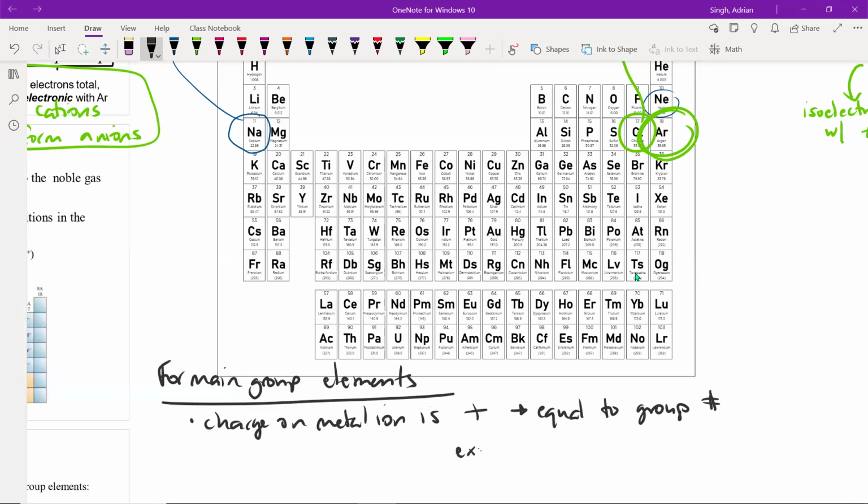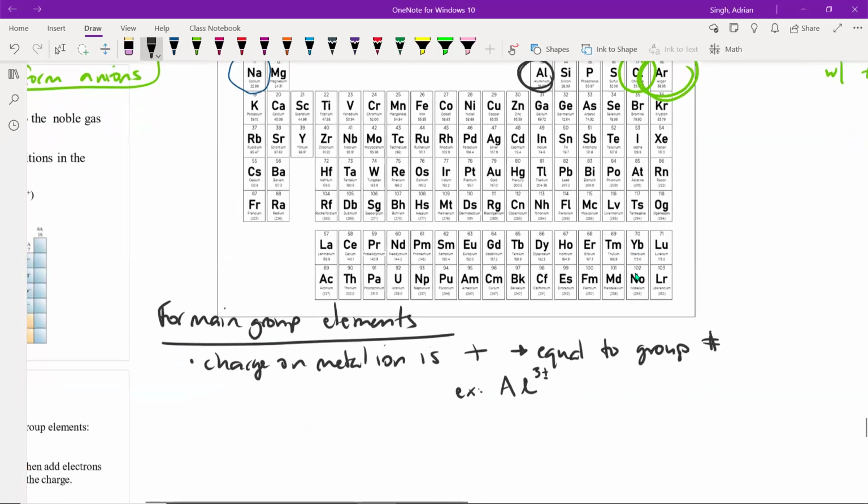So for example, if I look at aluminum, aluminum is over here, it's in group 3A, so that means the charge on the aluminum ion would be 3 plus. It's positive because it loses electrons, it can lose 3 electrons to form a charge of 3 plus. So it's fairly straightforward for your main group metal ions. For the main group nonmetals, the charge on the nonmetal ion is negative, and it's equal to the group number minus 8.